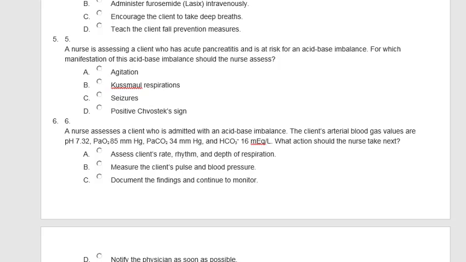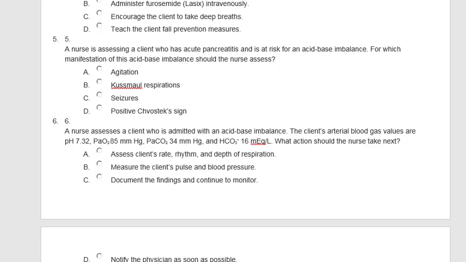Okay, number 6, a nurse assesses a client who's admitted with an acid-base imbalance. The client's ABGs are as follows: 7.32, acidotic, CO2, it's a little bit on the low side, and a bicarb of 16. Again, that bicarb's out of range to the acidotic side, and we have an acidotic pH. This is a metabolic acidosis. Okay, what action should the nurse take next? Okay, again, airway, breathing, circulation, safety. Number 1, or letter A, sorry. Assess airway, breathing, circulation. Airway, breathing first.